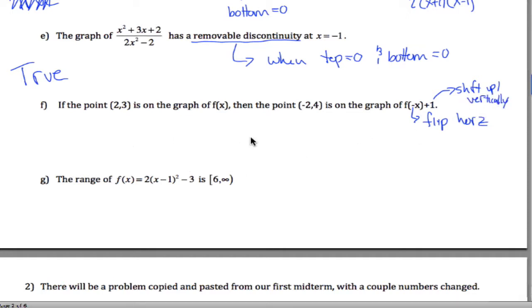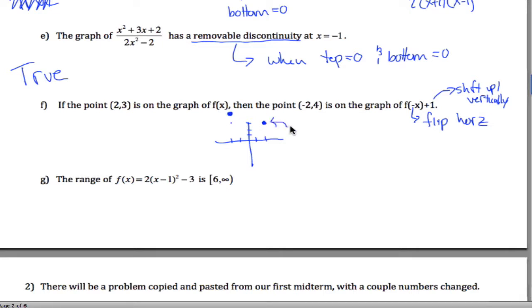So what I'm saying is I have this point (2, 3) on the graph of f of x. And then I transform that graph. I take all the points and flip them horizontally, so instead of being here, it's now over here. But then I'm not done. I have to shift it up by 1. So I get right here.